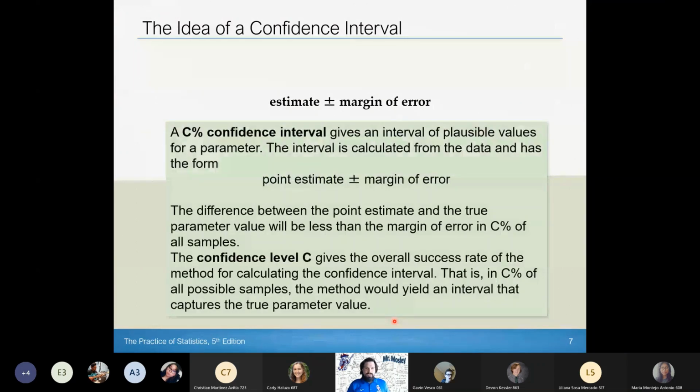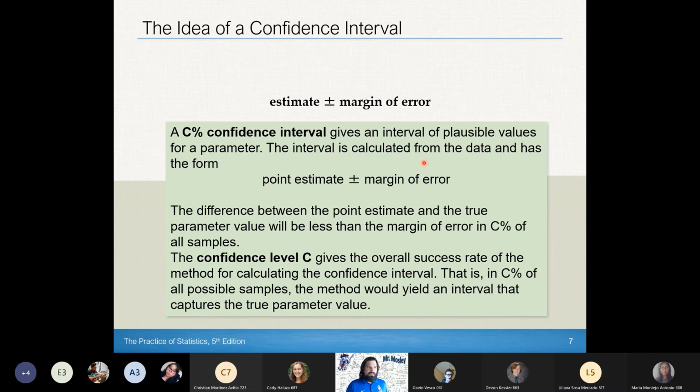A C% confidence interval gives an interval of plausible values for a parameter. This wording is important, plausible. This means it's more reasonable than merely possible values, right? The number of possible values is much larger. It gives us values that aren't necessarily reasonable, but possible. Plausible gives us things that are much more reasonable. Like these are all things that could really happen. Right, so this gives an interval of plausible values for a parameter.